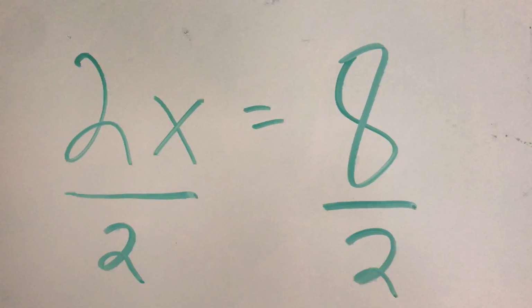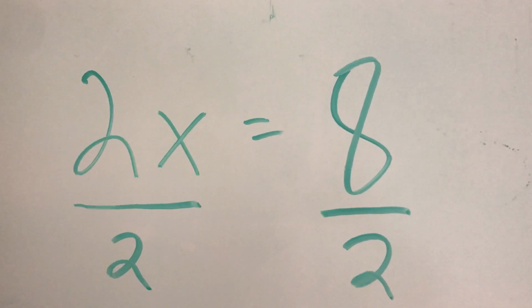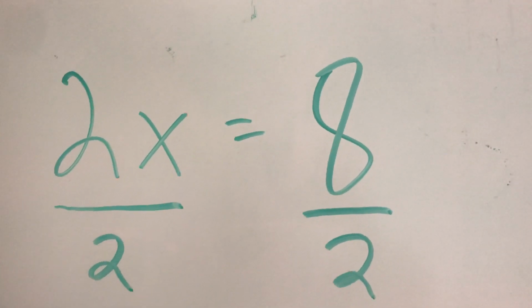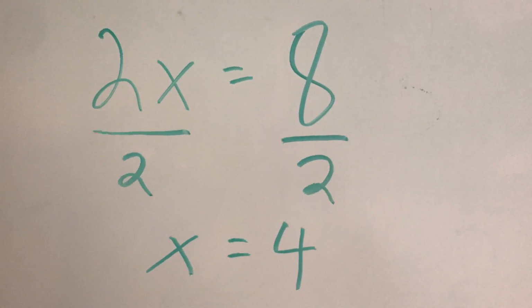When you divide both sides by 2, on the left side the 2's cancel out and you're left with just the x. And on the right side, 8 divided by 2 is 4. So you get x equals 4.